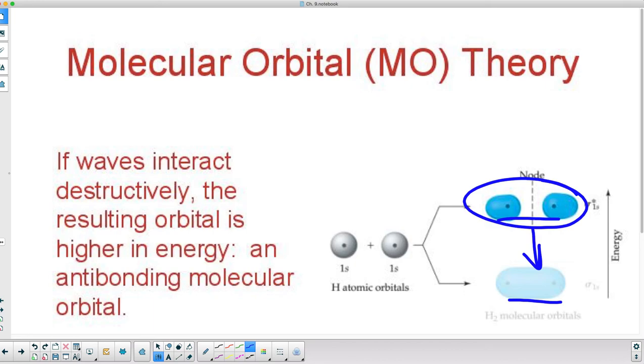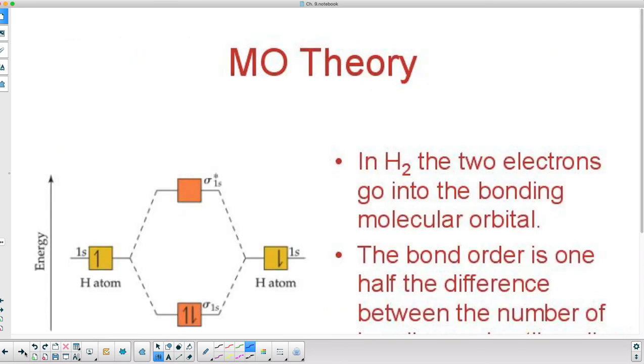Okay, this is very advanced. This is very detailed as to why atoms actually bond together, using the easiest example here. So it only gets more complicated from here on out. If waves interact destructively, the resulting orbital is higher in energy and is an anti-bonding molecular orbital, which is what I have circled up here. That's an anti-bonding orbital, and it has a node in it. So nodes, not good.